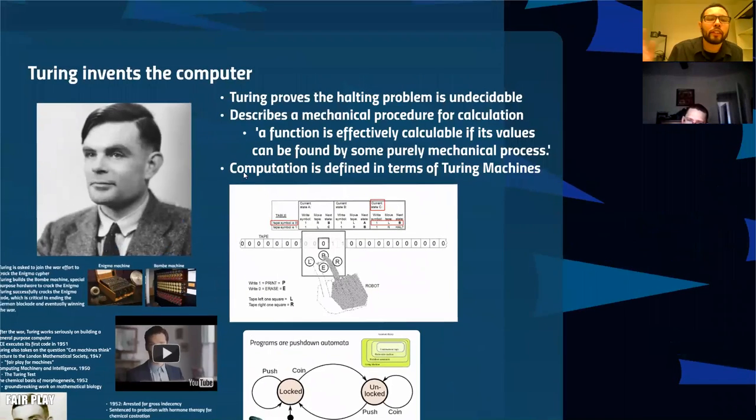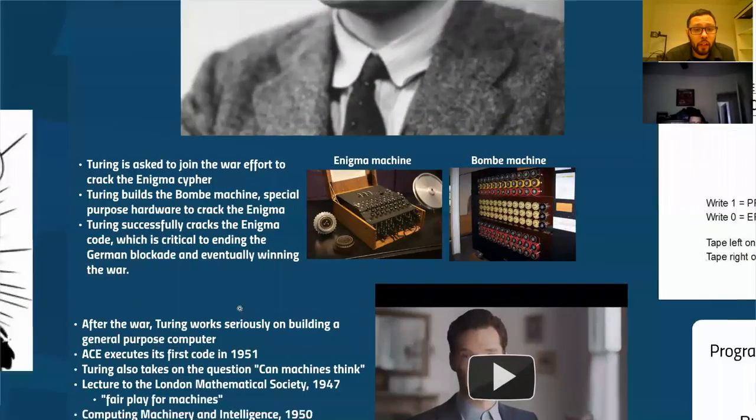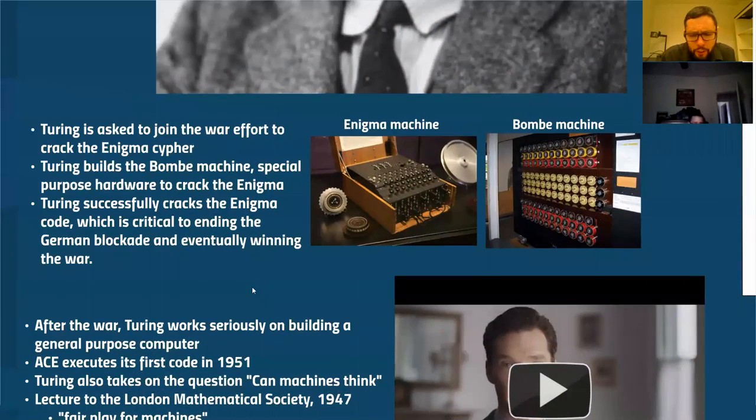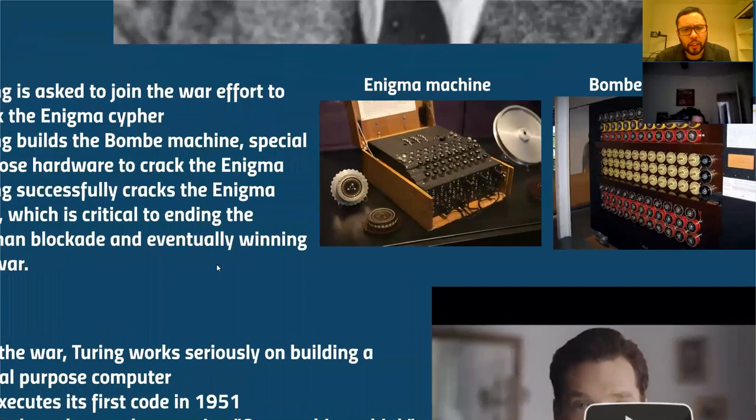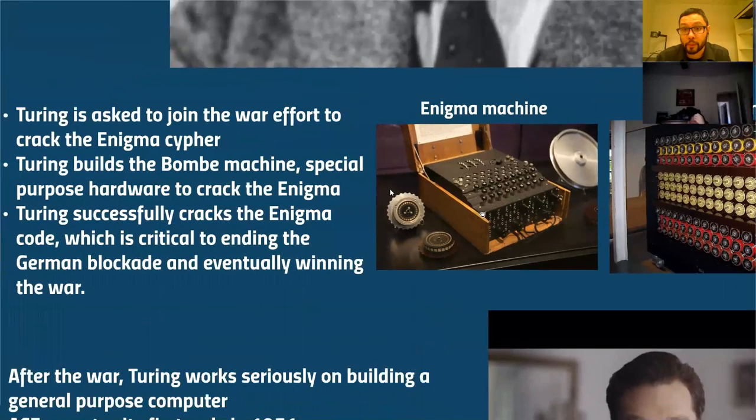Okay, so this is a little bit of mathematics background. Turing invents this Turing machine in the 1930s, and once you have a formal definition of such a machine, you can actually start building them. And that's really what happens. Immediately after the 30s, World War II breaks out, and that sort of puts a damper on everything. In particular, the British government asked Turing to join the war effort to crack the Enigma code.